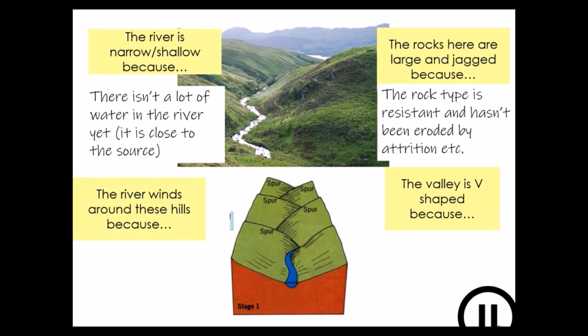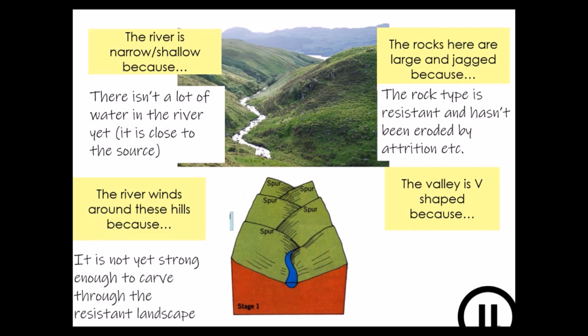The next one, the river winds around these hills because. So something to note is that, as I said earlier, this is quite hard resistant rock in terms of this landscape. So because the river is so tiny, it's very narrow, it's very shallow, it's not actually going to have the ability to erode through the landscape. So if it comes to a hill, or as we should call them here, a spur, and it's too resistant, it's going to have to just go around it. Okay, so that's ultimately why it is winding around these interlocking spurs.